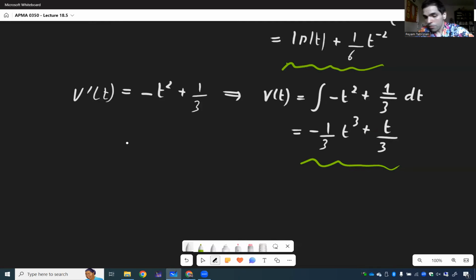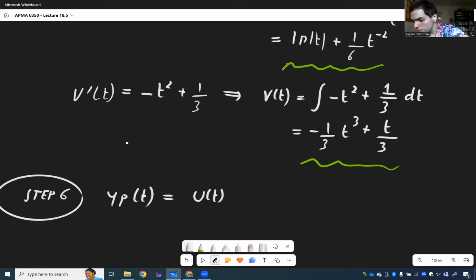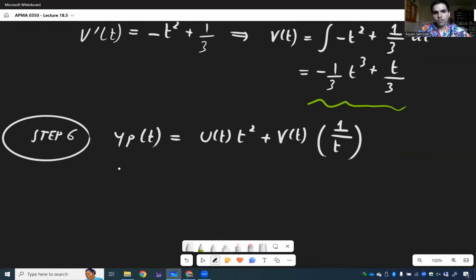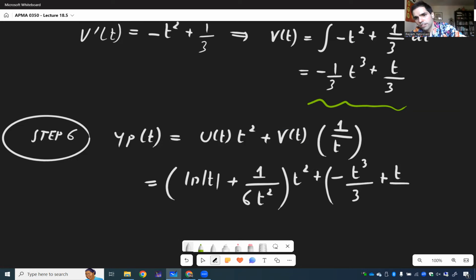So yp of t was u of t times t squared plus v of t times 1 over t. And that is ln of t and then plus, can write this as 1 over 6t squared times t squared, and then plus v of t. So I think minus t cubed over 3 plus t over 3 times 1 over t.